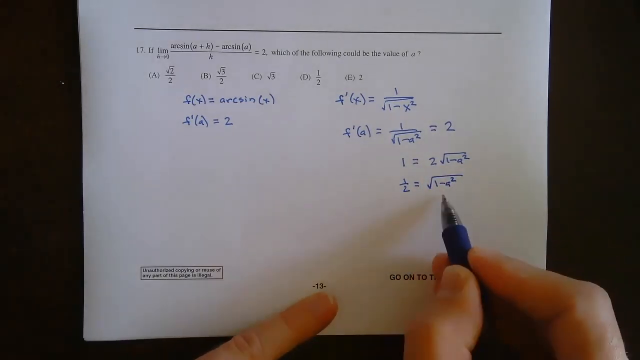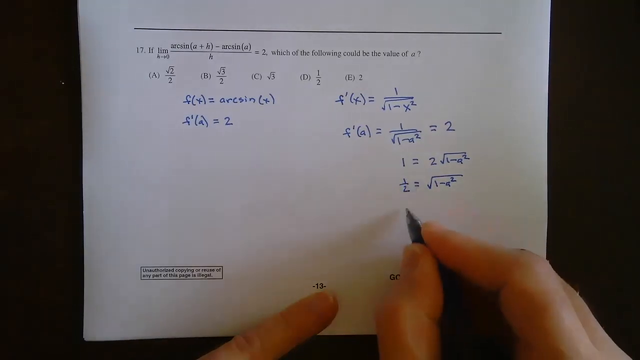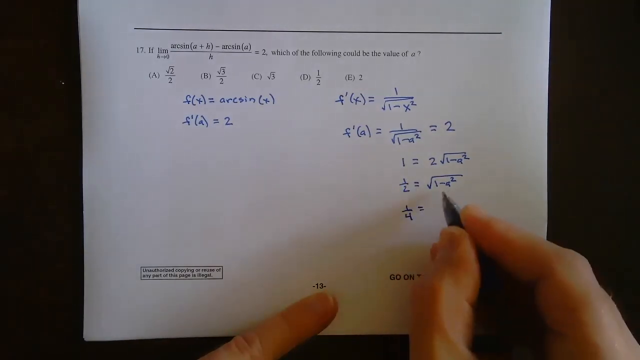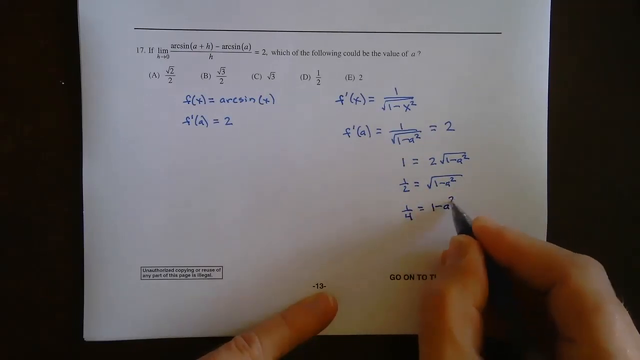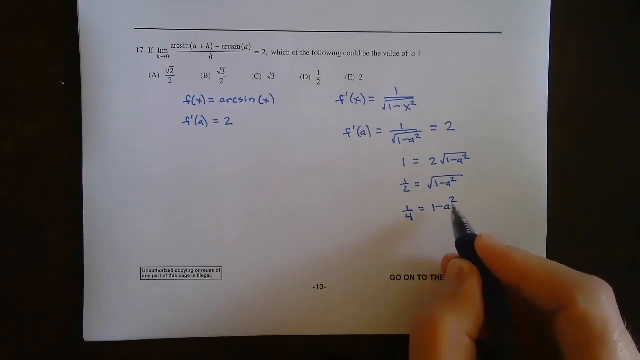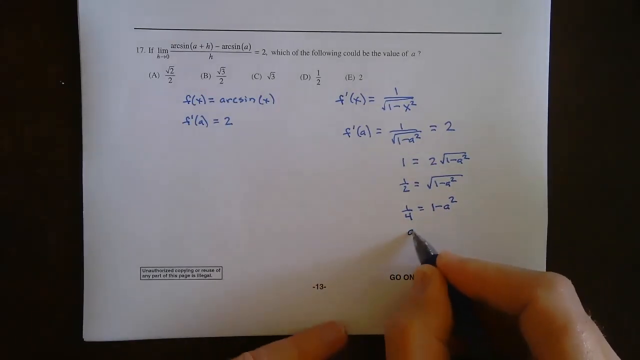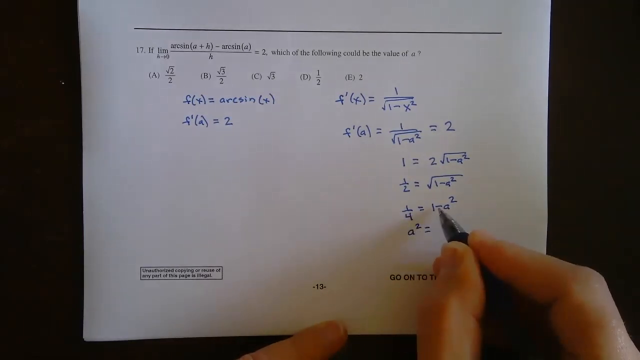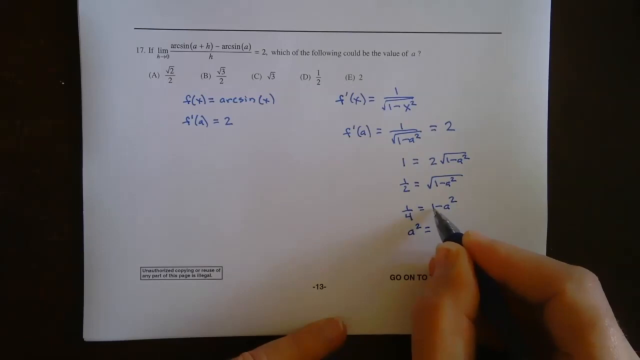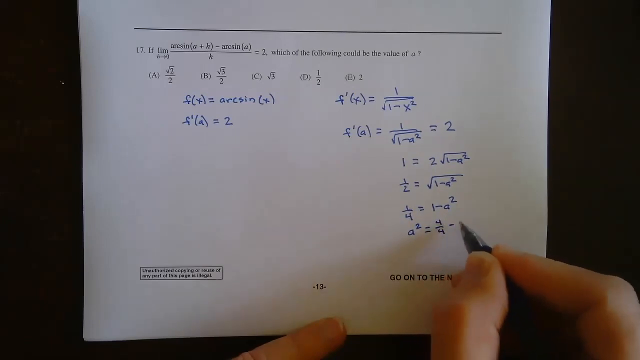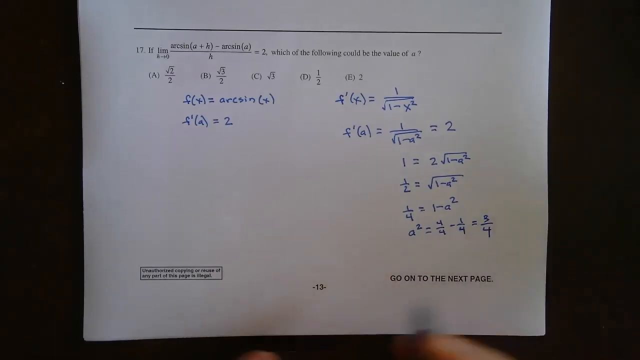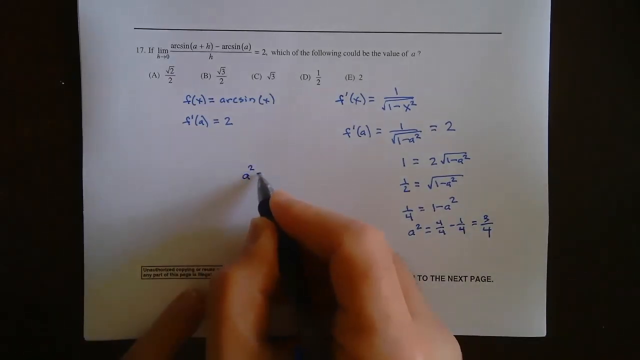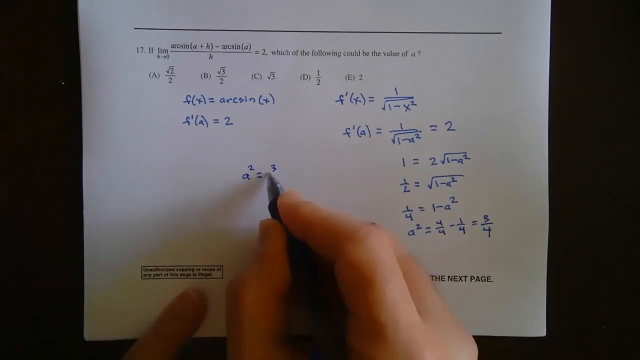I want to square both sides, so that makes this 1/4 equal to, and the squaring would cancel the square root, so I'd be left with 1 minus a squared. I'm going to move the a squared over here, so that becomes positive a squared. And now I'm going to move the 1/4 back to the right-hand side. So this would be 1, which is 4/4, minus 1/4, which gives you 3/4. So now I know a squared is equal to 3/4.